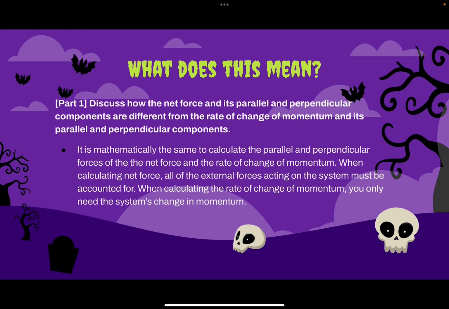So what does this mean? Discuss how net force and its parallel and perpendicular components are different from the rate of change of momentum and its parallel and perpendicular components. So it's mathematically the same to calculate the parallel and perpendicular forces of the net force and the rate of change of momentum. So when calculating the net force, all of the external forces acting on the system must be accounted for. When I calculate the rate of change of momentum, you only really need the system's change of momentum.